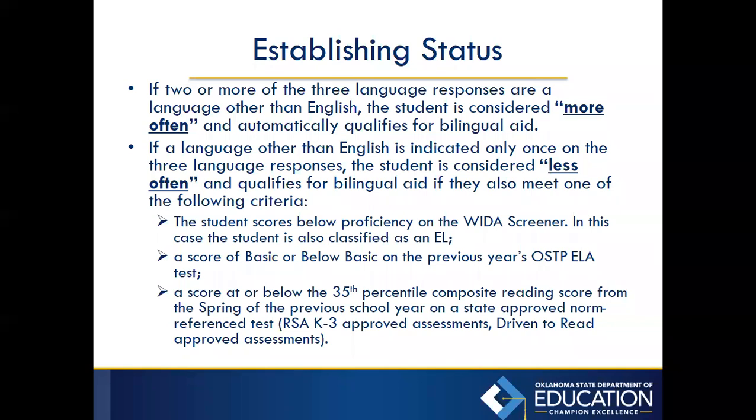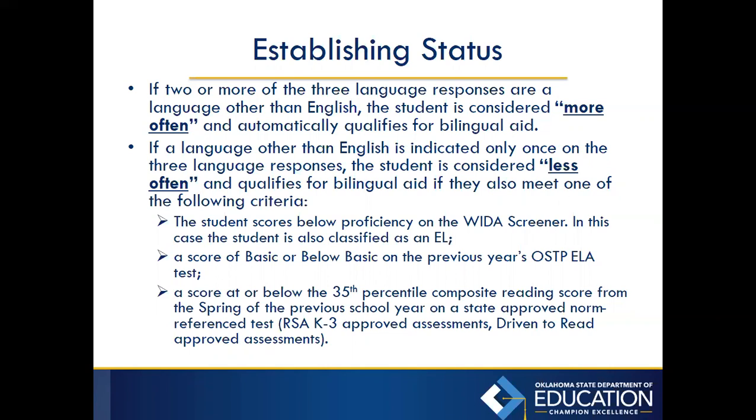I need to go back, excuse me. For establishing EL status, if any of the questions have a response other than English, then the student should be given a WIDA screener test. And if they score below proficient, so it's below a 4.8 on that screener test, then they are classified as EL. And you're required then to provide EL services, you're required to draft an ELAP, and so on.